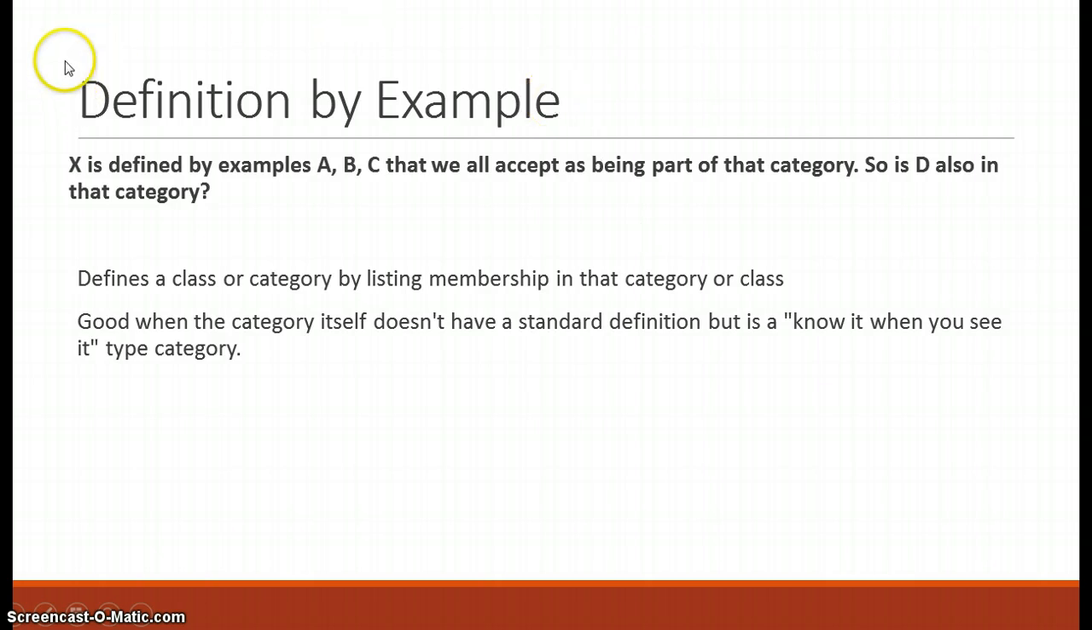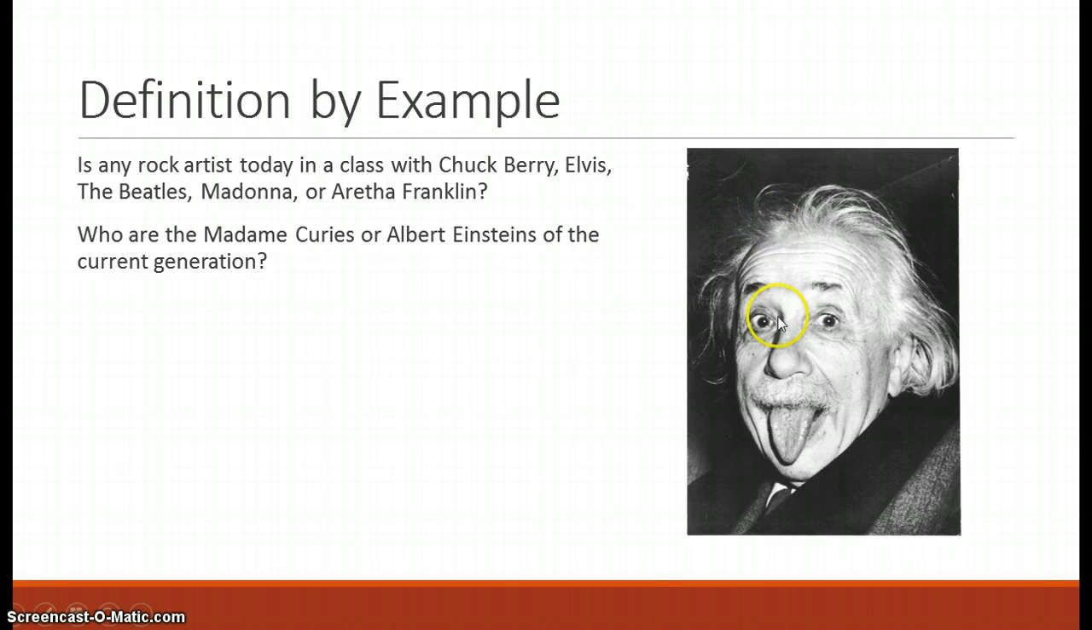The final kind of definition argument is definition by example. This is when you can't really put your finger on it, but you know it when you see it. So you define something by its examples. So X is defined by examples A, B, and C that we all accept as being part of that category. For example, I might say that Einstein is a genius, so I might define someone as a genius by comparing them or giving examples of other geniuses.